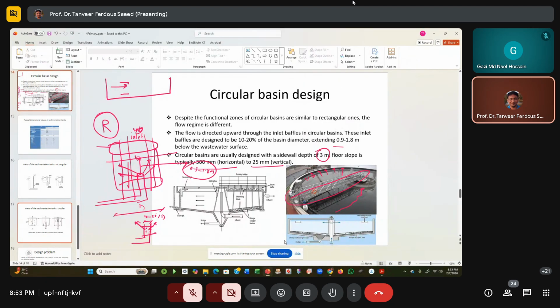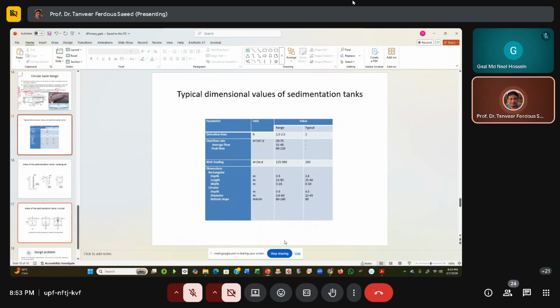Okay. And again, for this table, please don't try to memorize. This is just for your design information. The typical SOR rate is given. Actually, this information is already given in text form. For the rectangular tank, the length, width, and depth are given, with the range and the typical value that you choose. And for circular, depth, diameter, and bottom slope are given, with the range and typical values that we generally choose for design purposes.